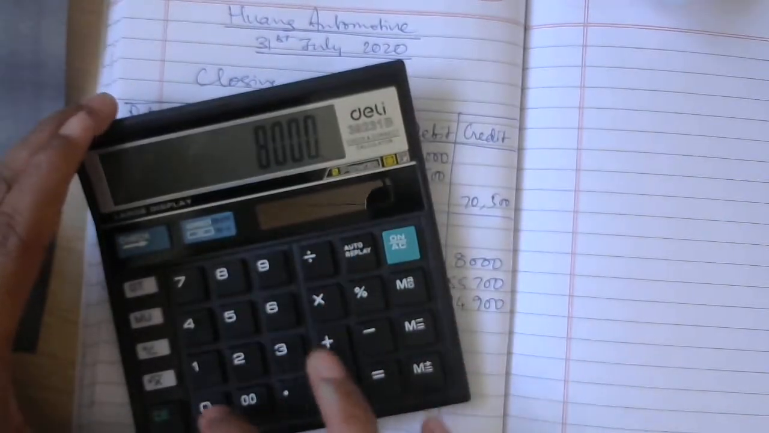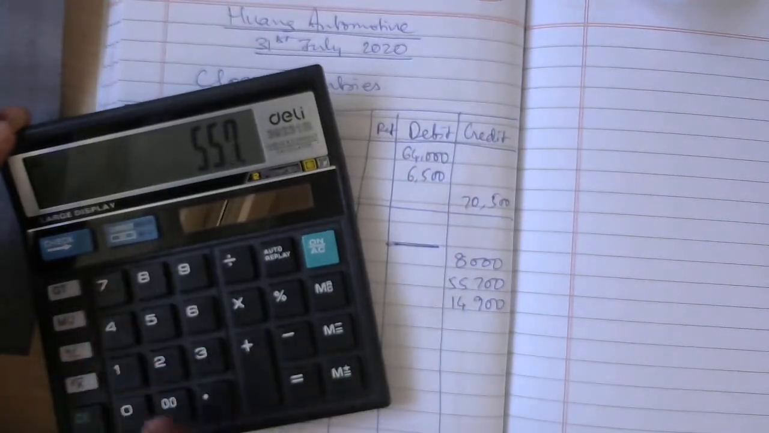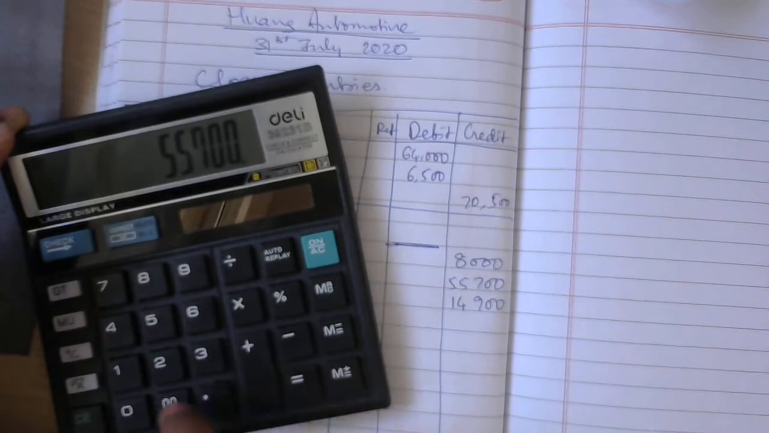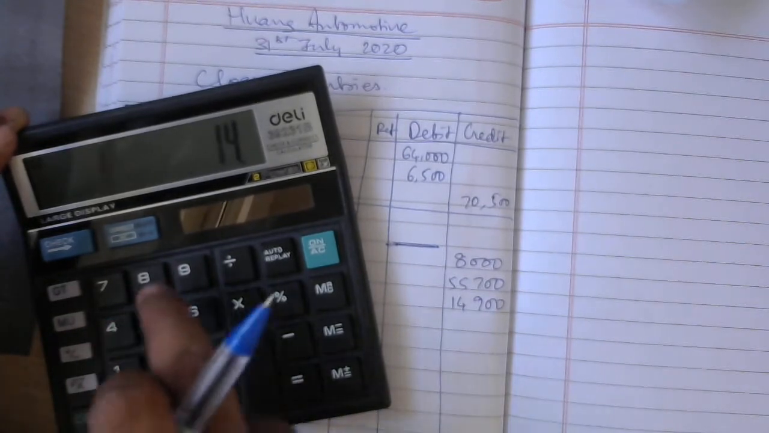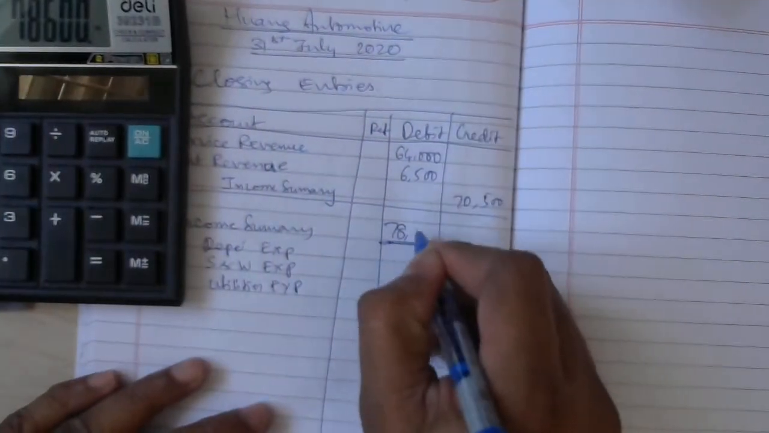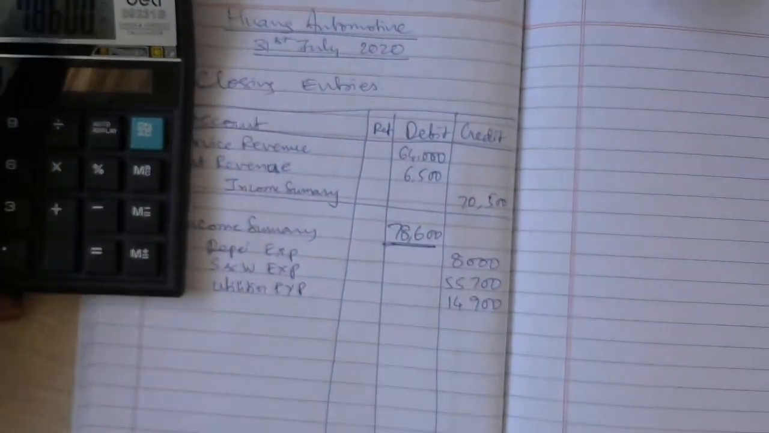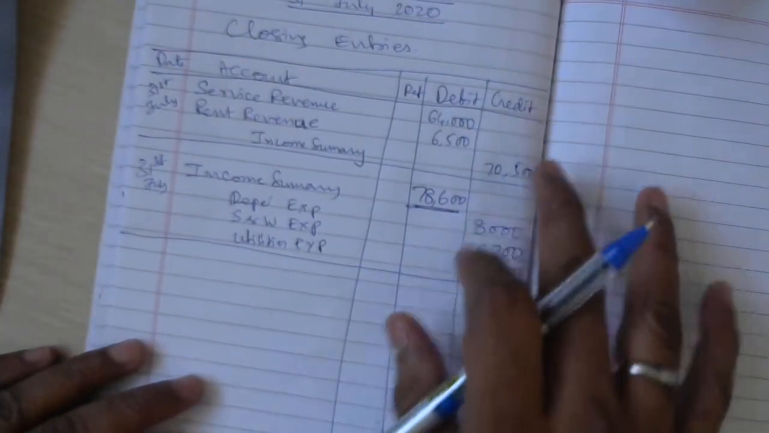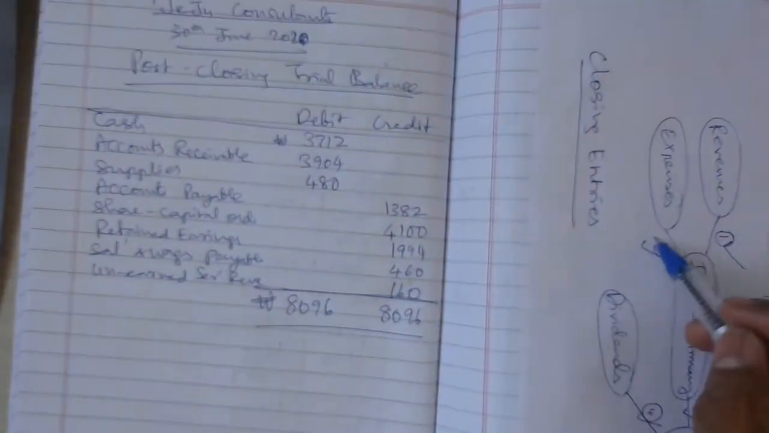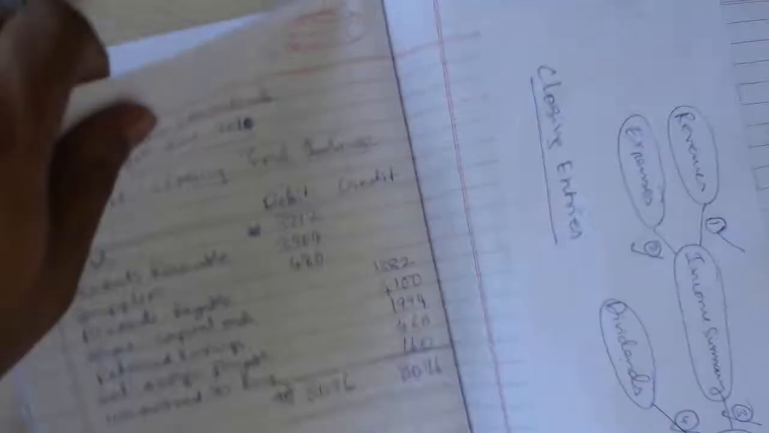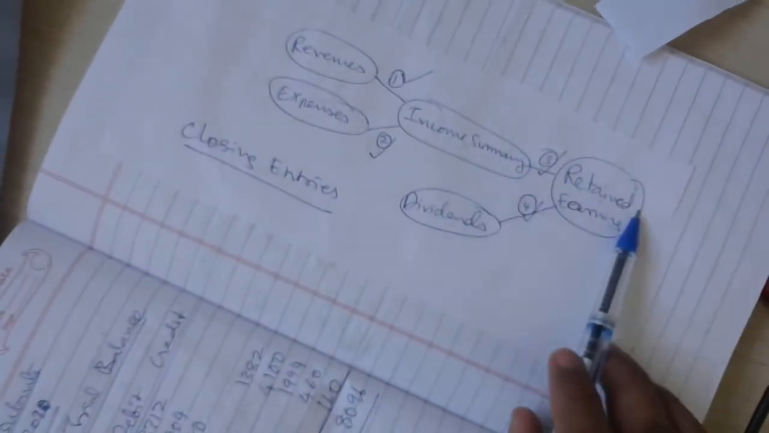What is the total of this? 8,000 plus 55,700 plus 14,900 is 78,600. So here I am getting 78,600. Now if you see, these two entries are over. Now this income summary has to be taken to the retained earnings.